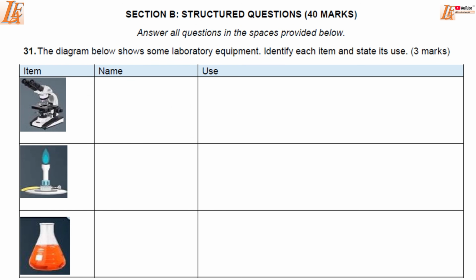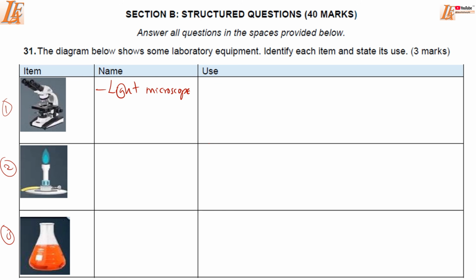Now let's move to section B, where we have structured questions. And question 31 reads, the diagram below shows some laboratory equipment. Identify each item and state its use. So here we have 3 equipments. The first one, second one, and the third one. So let's identify the first one. This one is what we call a light microscope.